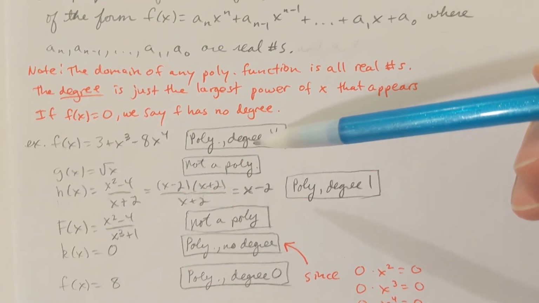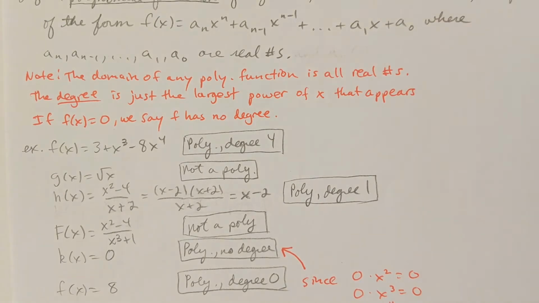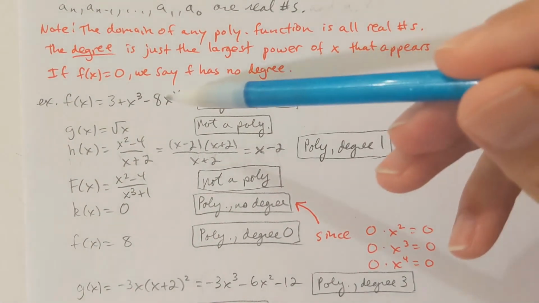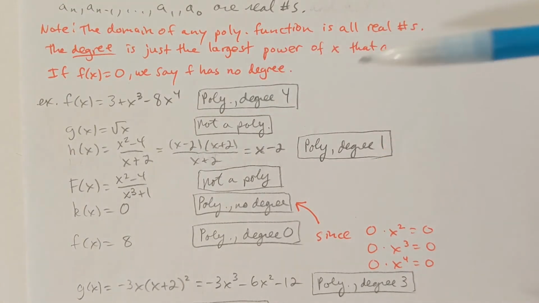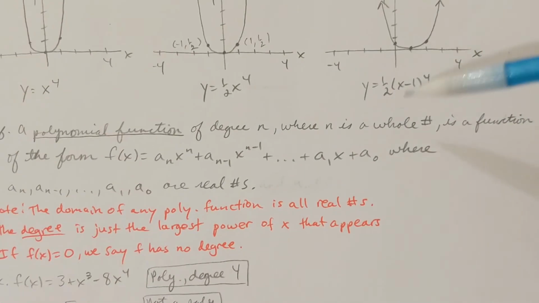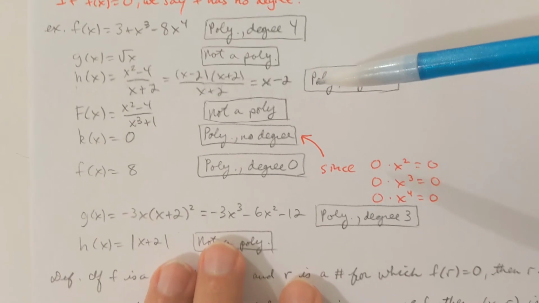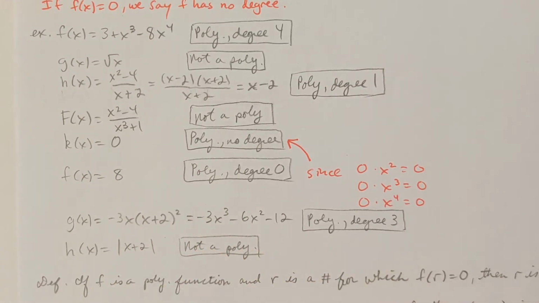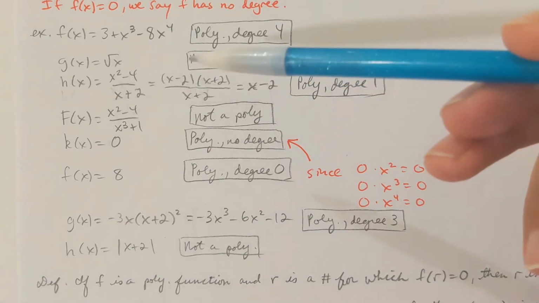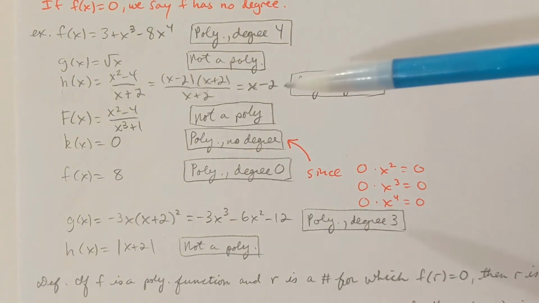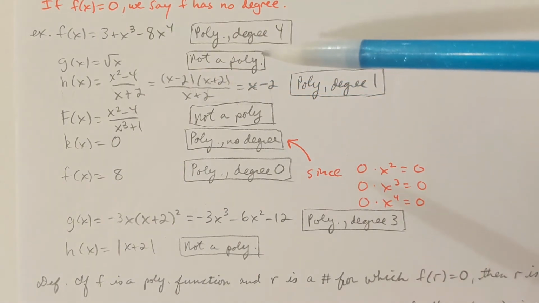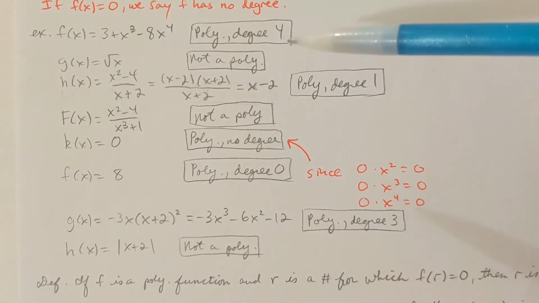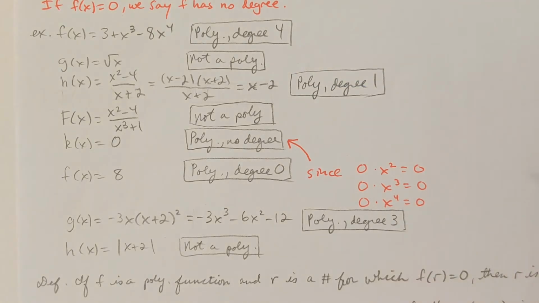And condition 2 says that every single power of x is a whole number. 3 and 4, those are whole numbers. A whole number is a number that is 0 or greater, and also a counting number. Okay, g of x equals the square root of x. That's not a polynomial because the square root of x can be written as x to the 1/2 power, and 1/2 is not a whole number, so end of story, not a polynomial.